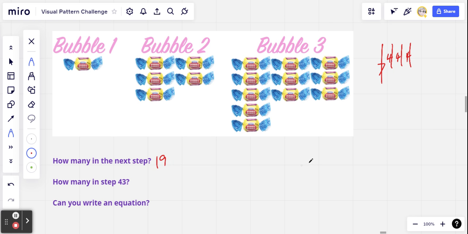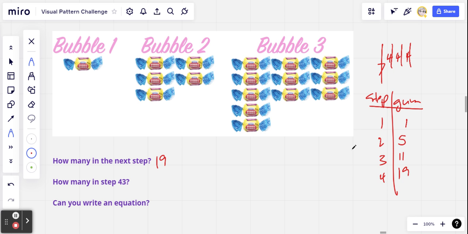But let's analyze these numbers to see if I'm off base here or if that looks right. So we're going to make a chart with the step number and the number of pieces of gum in each step. So in step 1 we've just got 1. In step 2 that's 5 already. And in step 3, so that's 9, 10, 11. And in step 4, I'm saying 19.